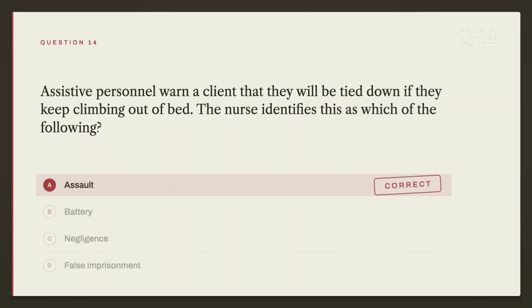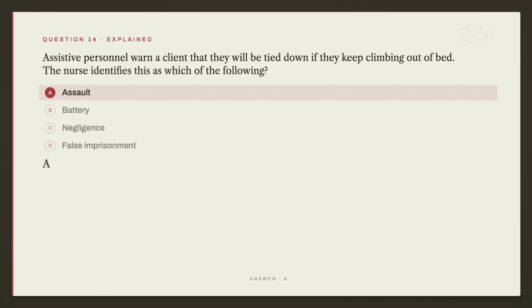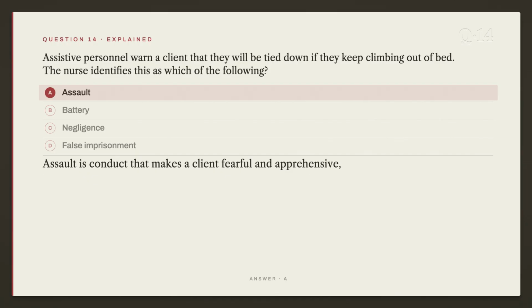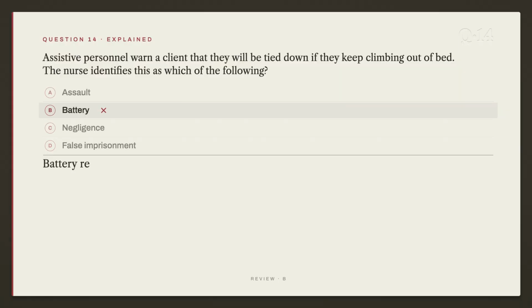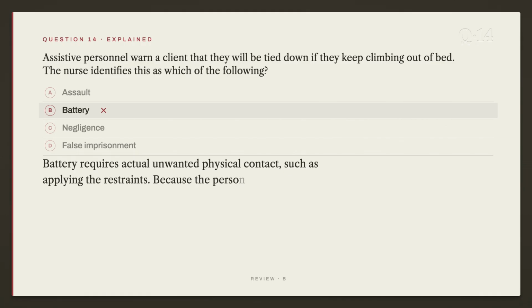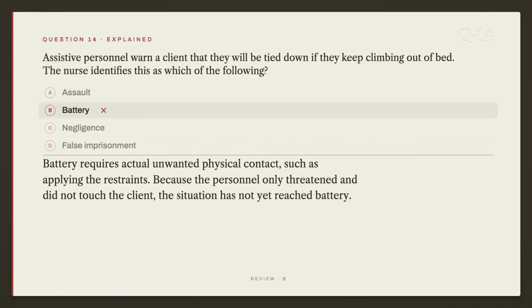The correct answer is A. Assault. A is correct because assault is conduct that makes a client fearful and apprehensive, even without physical contact. A threat to tie the client down creates that fear by itself, which satisfies the definition of assault. B is wrong because battery requires actual unwanted physical contact, such as applying the restraints. Because the personnel only threatened and did not touch the client, the situation has not yet reached battery.